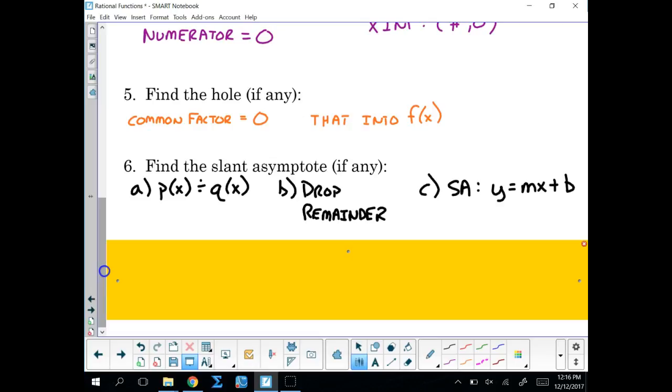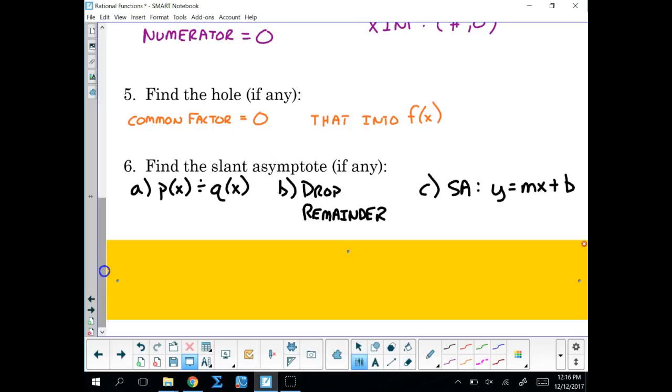Will I always have a remainder to drop in part B? Yes. Because if I don't, then you had a hole, then there were common factors to remove, and I've done everything above that row.